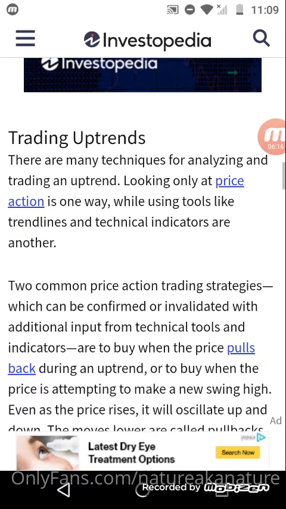So trading uptrend, there are many techniques for analyzing and trading the uptrend. Looking only at price action is one way. I'm gonna show you how to look at price action. Price action is easy. The price action is resistance, and price action is the support. Resistance is the highest price it went to before it went back down, and support is the lowest point it went before it went back up to the highest point.